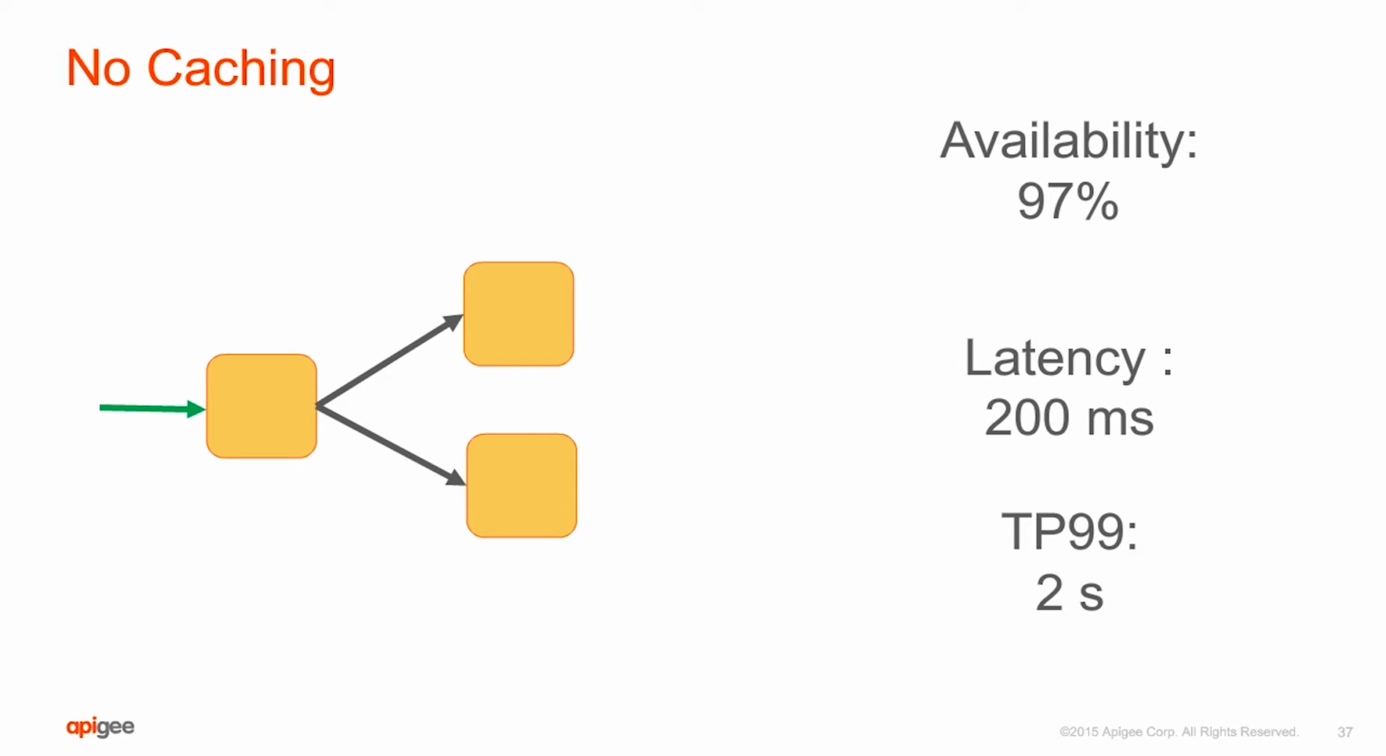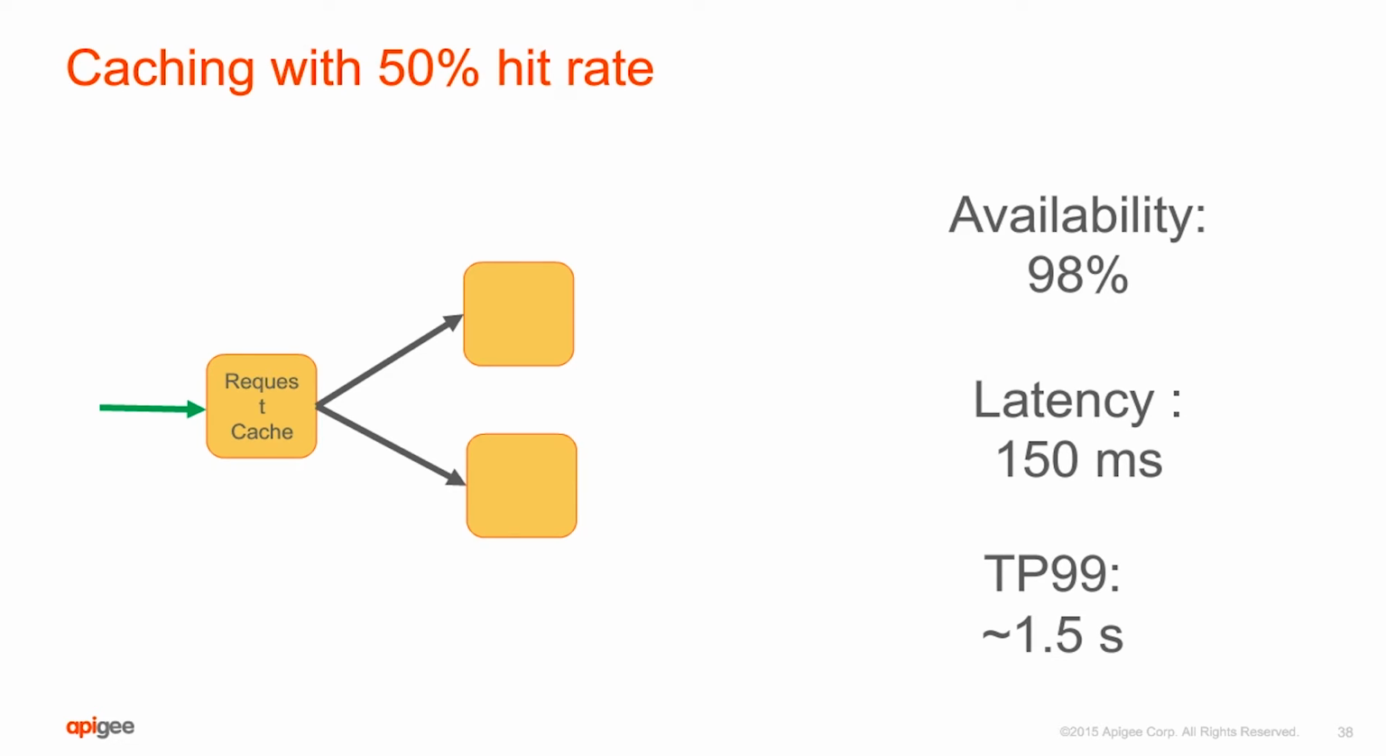But if you have 50% caching, just even at a cache hit rate of 50%, you increase your availability by 1%. Your latency has gone down by 50 milliseconds, and more importantly, your TP99 is going down as well by half a second. So this is just from that. Getting better. But better yet, TP99 means the percentile. So that means the slowest 1%. Right? It's the slowest 1%.